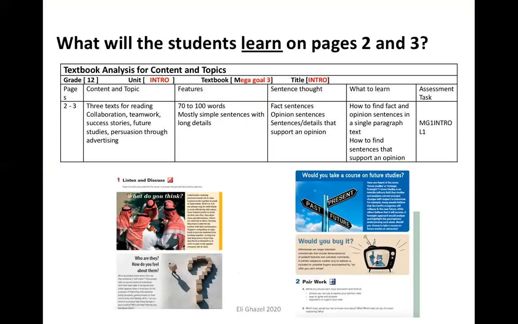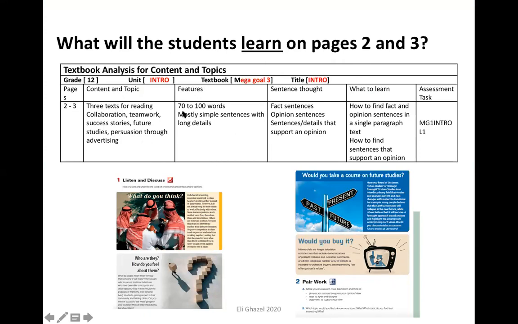Before we start, we always try to develop what the students will learn on the following pages. Now, there could be a lot of things or a few things, but we only have 40 minutes for the students to learn, so we need to focus on what the students will learn on pages 2 and 3. If you notice here, the content and topic would be 3 or 4 texts for reading about collaboration, teamwork, success stories, future. But what is really important is the features of the text. What does the text look like if you're going to replicate it?